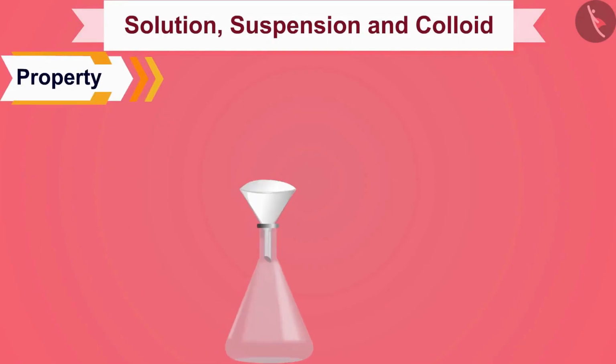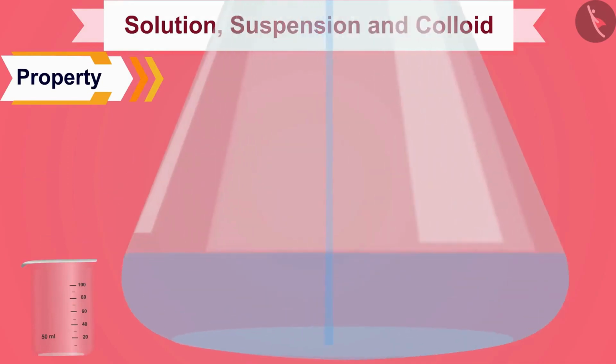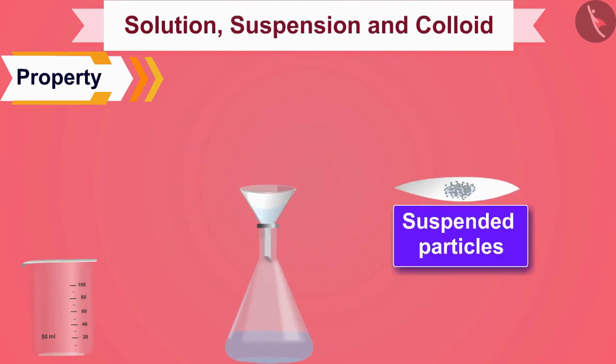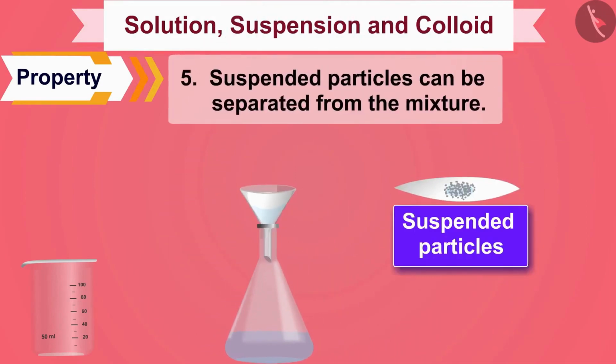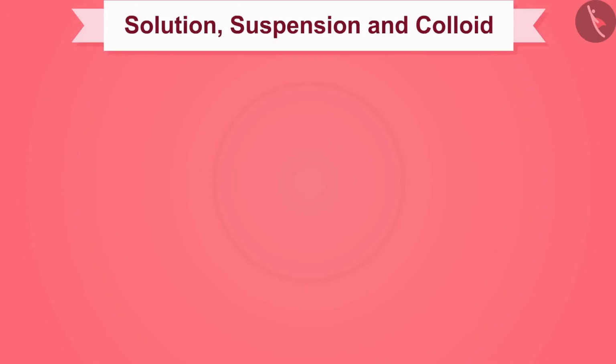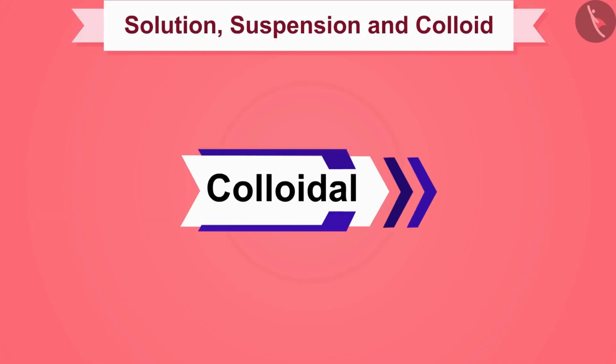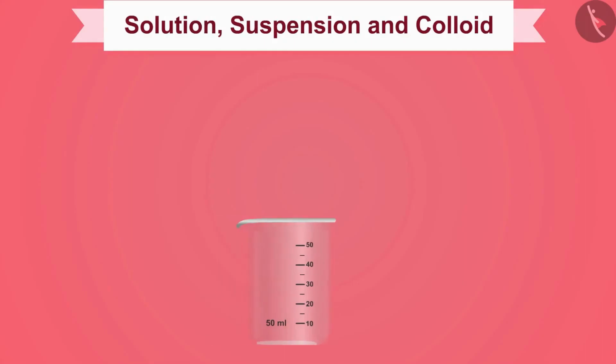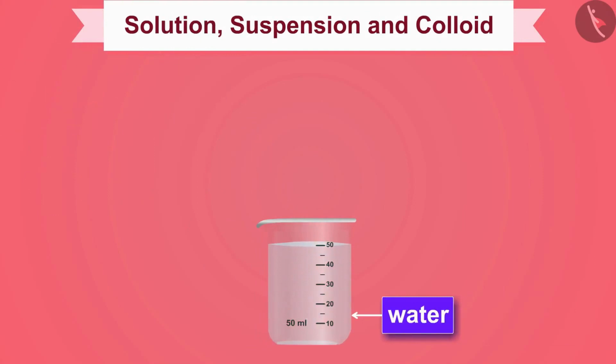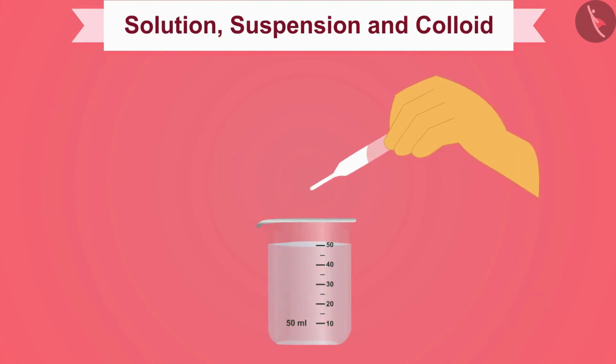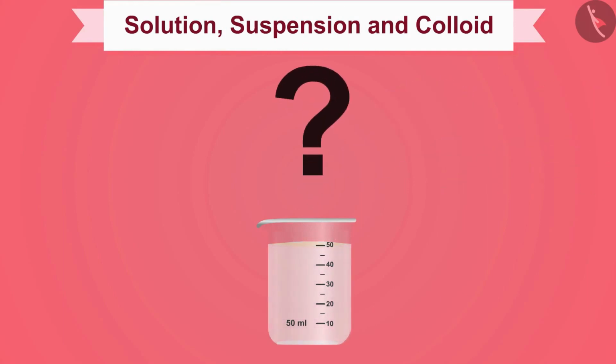Now, finally, if we filter this suspension with the help of a filter paper, we can easily separate the chalk powder from water. Therefore, we can say that suspended particles can be separated from the mixture. Let us now take the last type of solution, that is, learn about colloidal solution. Take water in a 50 ml beaker. Now, add a few drops of milk to it. What do you see? Milk particles are spread evenly in water.